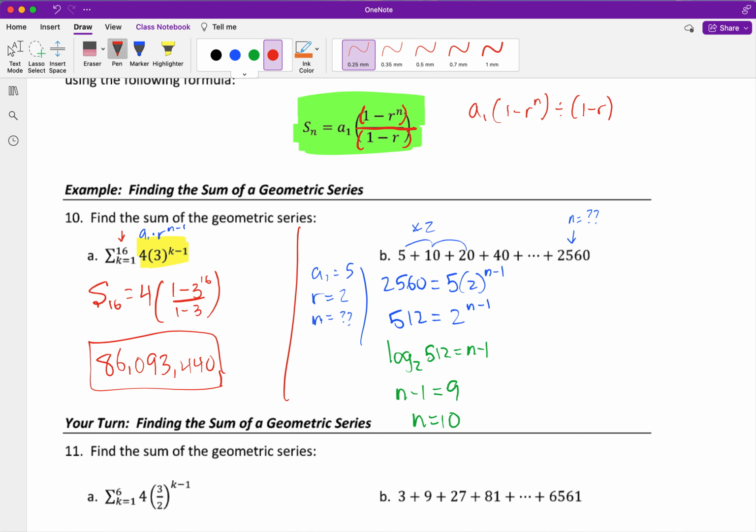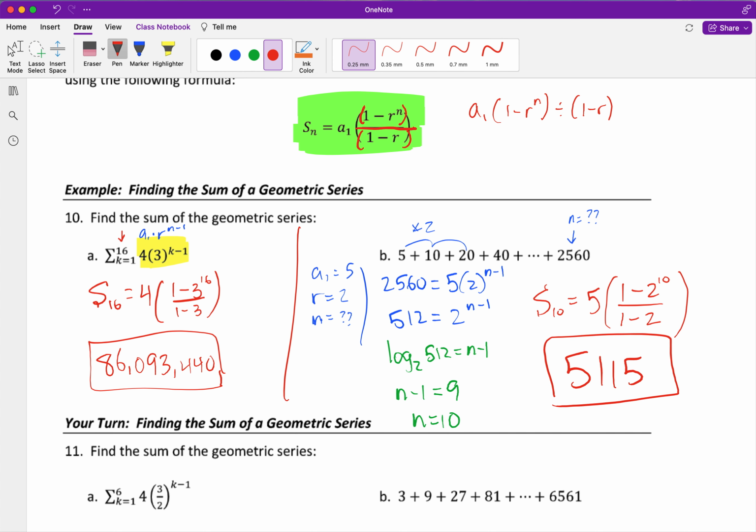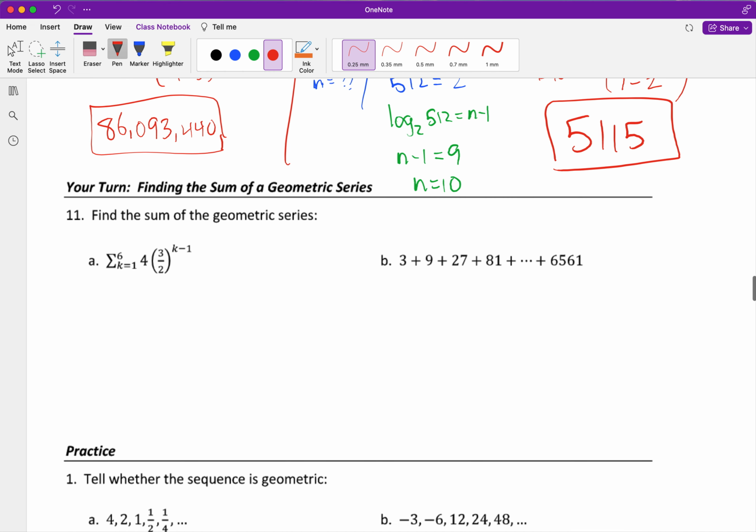So now that I have that, I can finally find the sum of the first 10 numbers here. So a1 was 5, and I do 1 minus 2 to the 10th power divided by 1 minus 2. And then just very carefully type this into my calculator, and I should get 5115. All right, you should pause the video and try the your turn, and I'll work on it at the same time as you. So, welcome back.